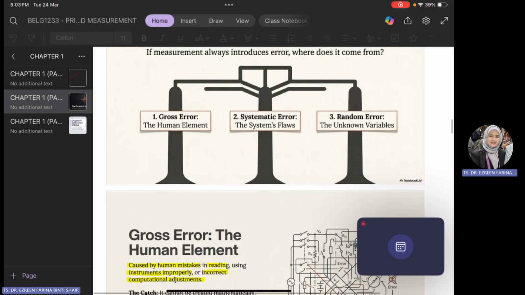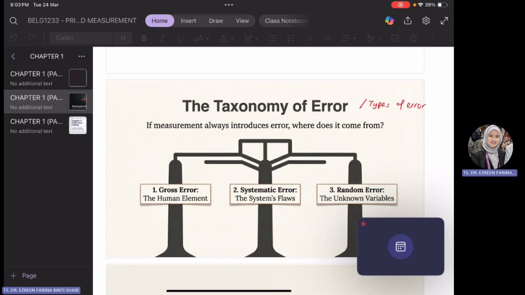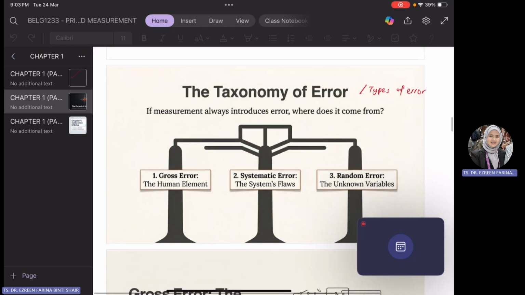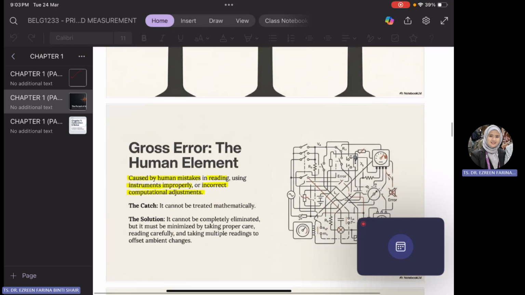Next, we also covered the types of error. Basically, we can divide error into three types. The first one is gross error, which is caused by humans. Second is systematic error, which is caused by system flaws. And the third one is random error, where the cause is unknown.